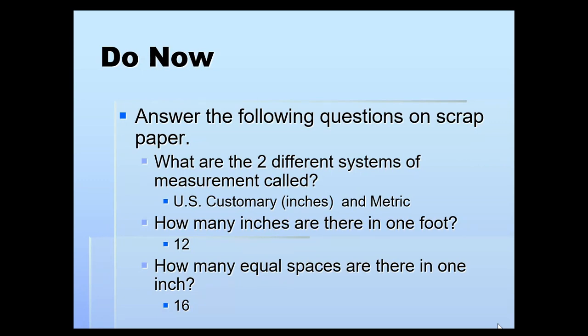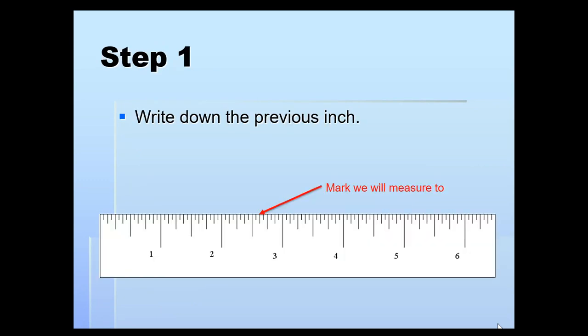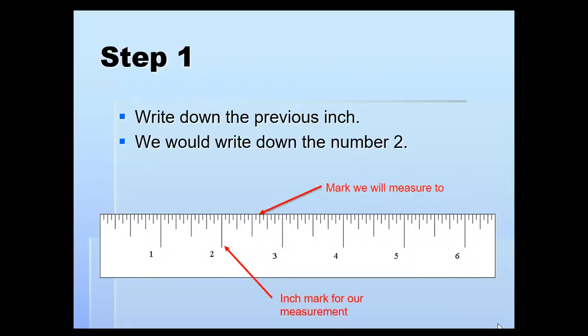Let's get started with the steps of measuring. The first step is to write down the previous inch. Now on the slide you see we have an arrow pointing to a mark we are going to measure to. We want to write down the inch mark that comes before it. This is the inch for our measurement. So we would write down the number 2.